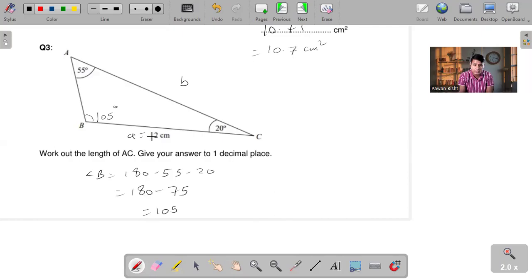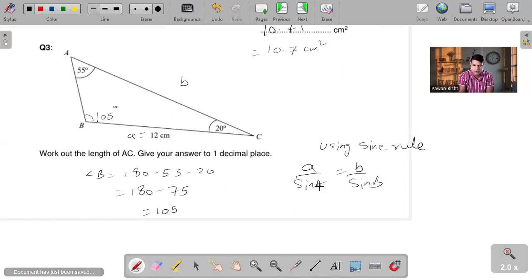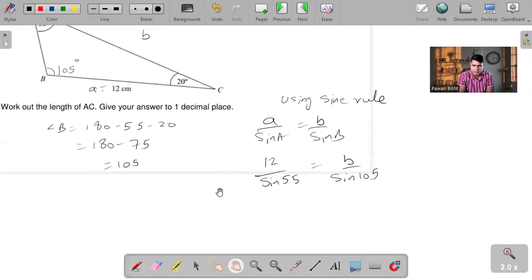Now you see two angles and two sides are involved. So we apply sine rule. Okay. So what is my sine rule? a upon sine A is equal to b upon sine B. So what is the value of a? a is 12 over sine of angle A, 55. b we have to find, and sine of 105. Cross multiply, sine 105 will go with 12. So b is 12 times sine 105 over sine 55. Now put it in your calculator.